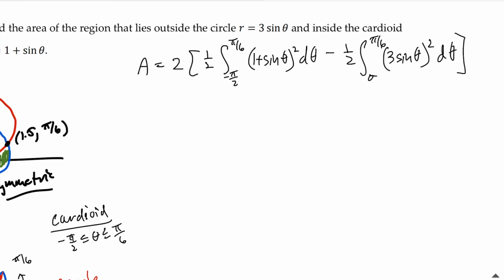So again, this is going to be kind of typical where you can't just necessarily do an exact overlap, because you've got these regions that are sweeping from different angles. So in this case, from negative pi over 2 to pi over 6 for that cardioid region, and then from 0 to pi over 6 for that circle region that is inside of the cardioid.